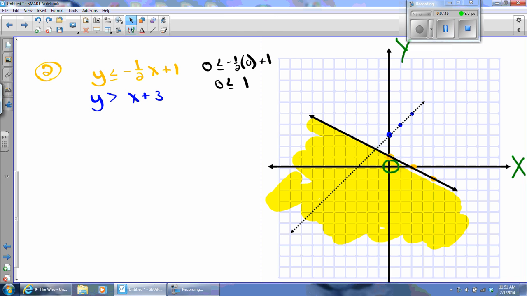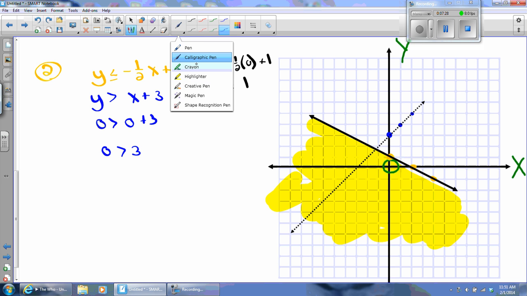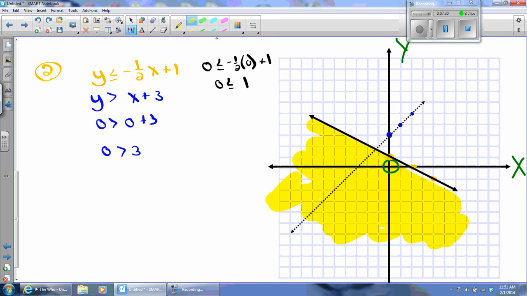And now I will use a test point. I can use the origin. And I'll get 0 is greater than 3, which is not a true statement. So when I shade for this one, I will not shade the side of the line that the origin is on. So I will start shading over here. And there we go. And so you can tell that the shaded region is going to be this triangular thing going on like this. Everything over here.